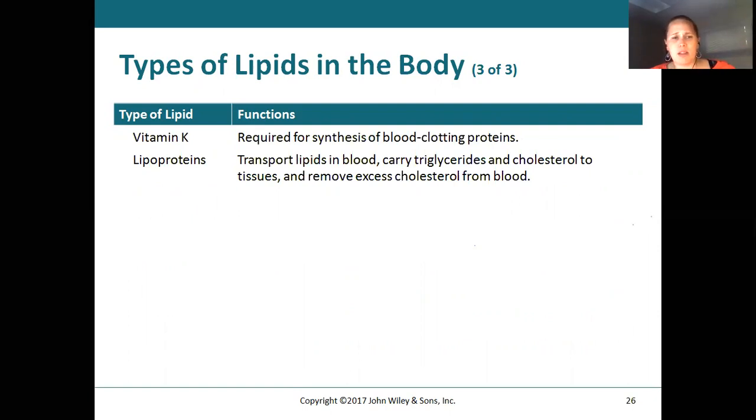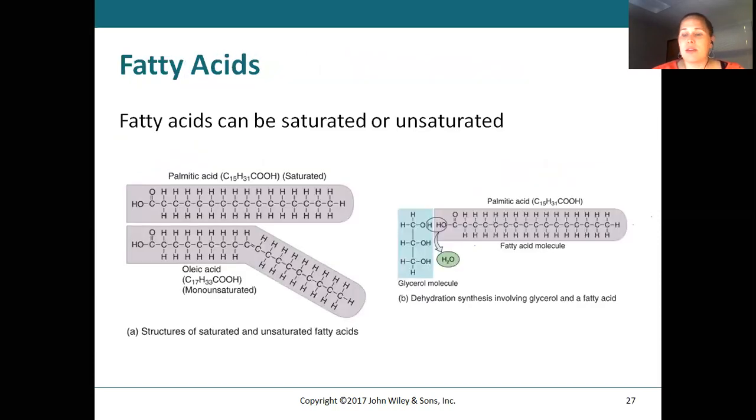And the vitamin K is going to be required for blood clotting proteins, and lipoproteins transport lipids in the blood. Okay, so the structure that I keep coming back to for fatty acids is that backbone with those long legs hanging off of it, and that's the way I keep drawing it. And so here you can see an example of that.